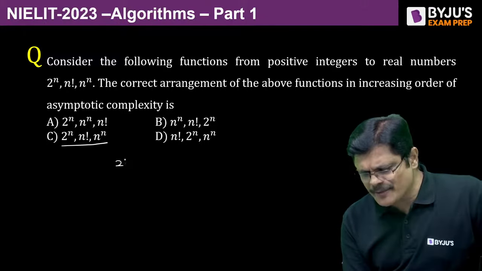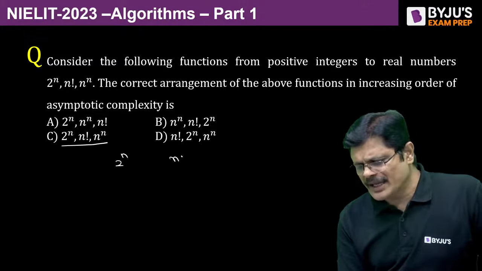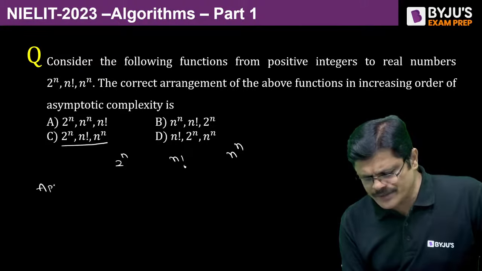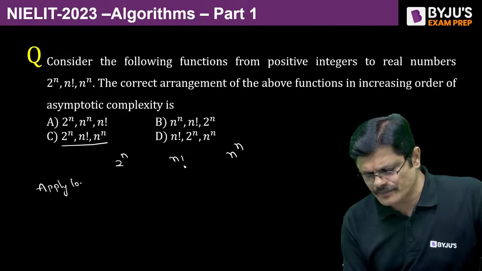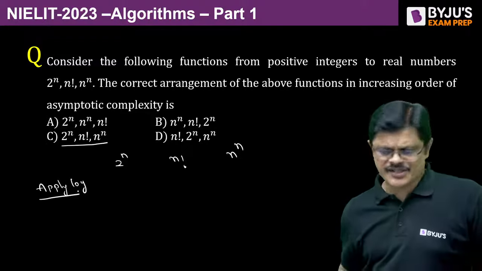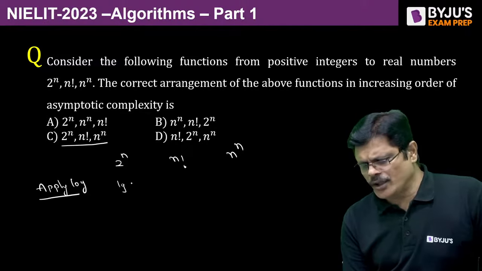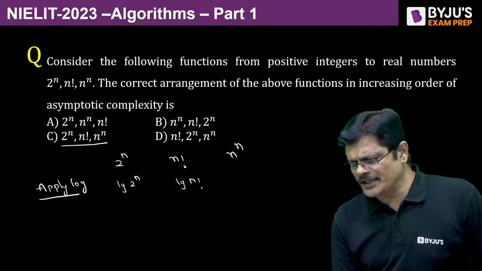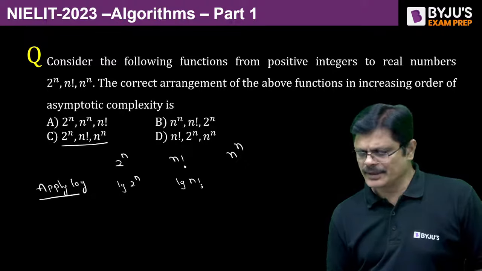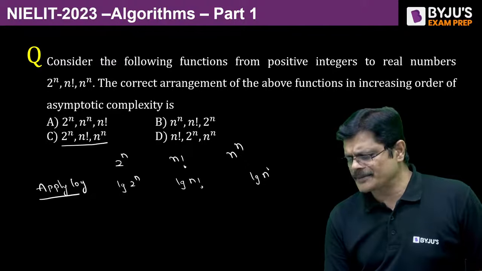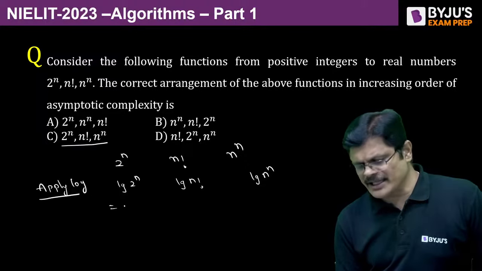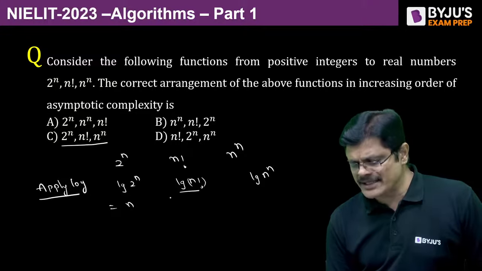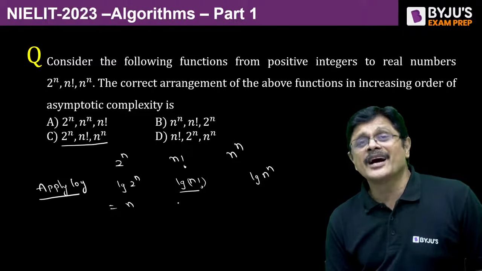What they do is, you have 2 power n, n factorial, n power n, and apply log to these functions. So you get log 2 power n, log n factorial, then log n power n. So this is nothing but n log 2, and log n factorial is theta n log n.